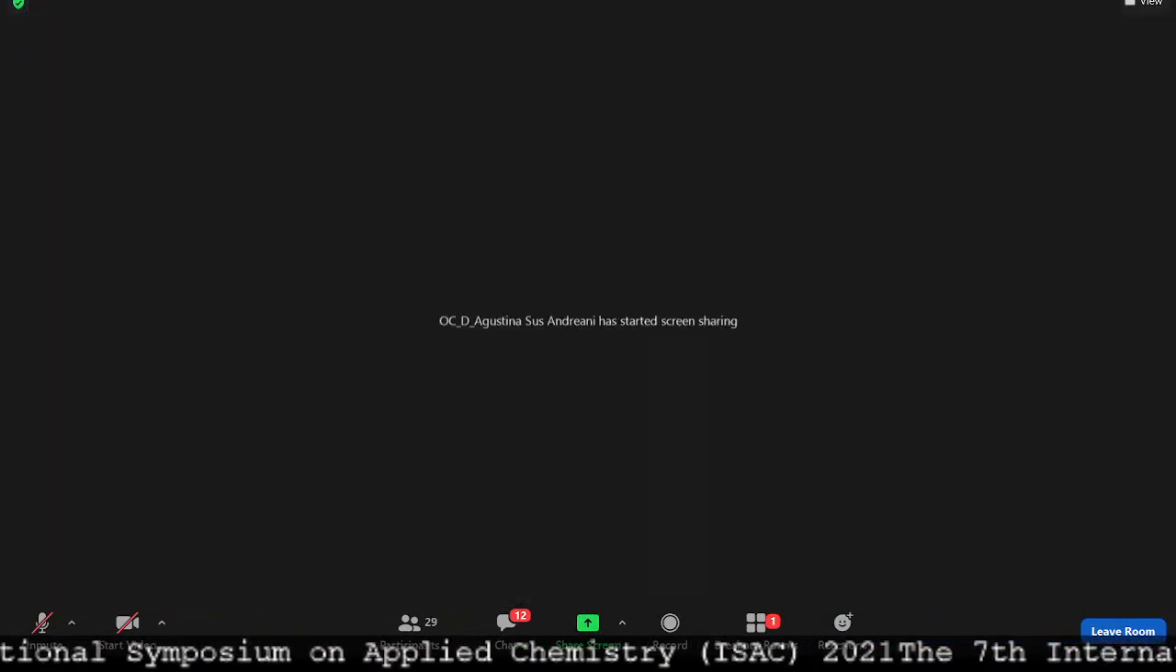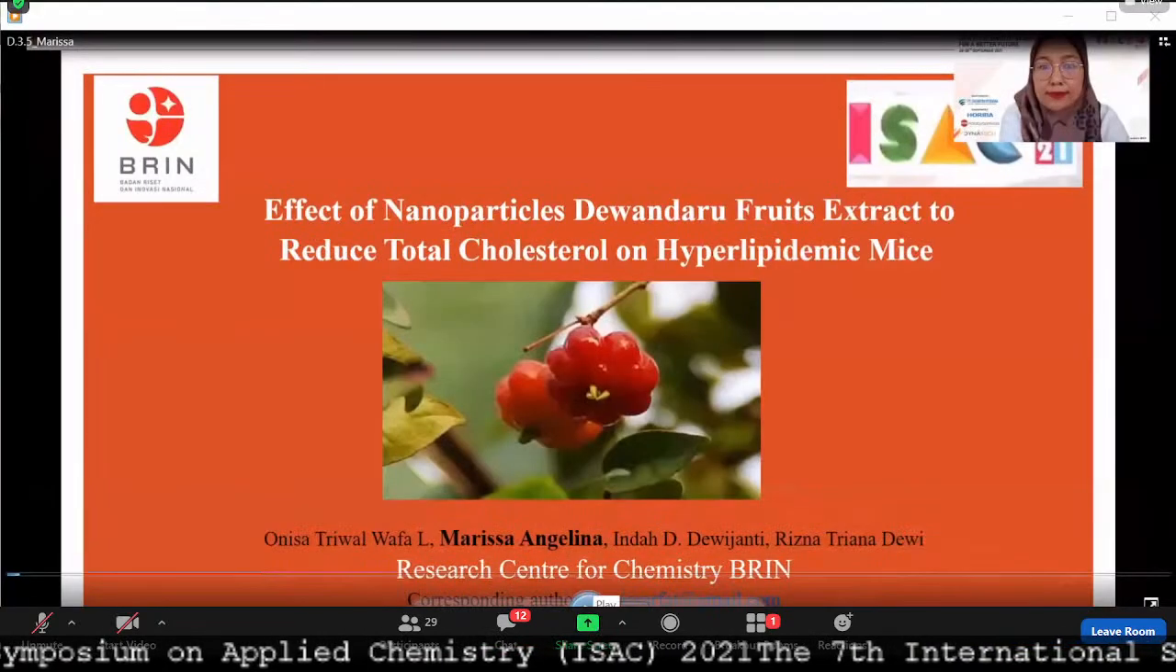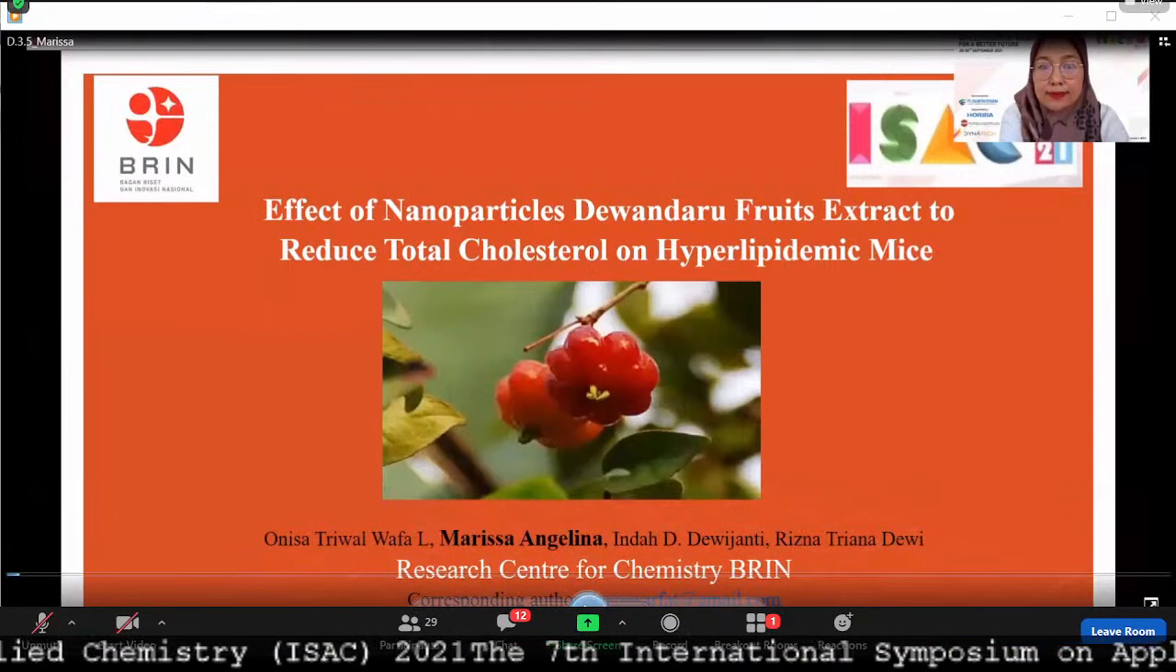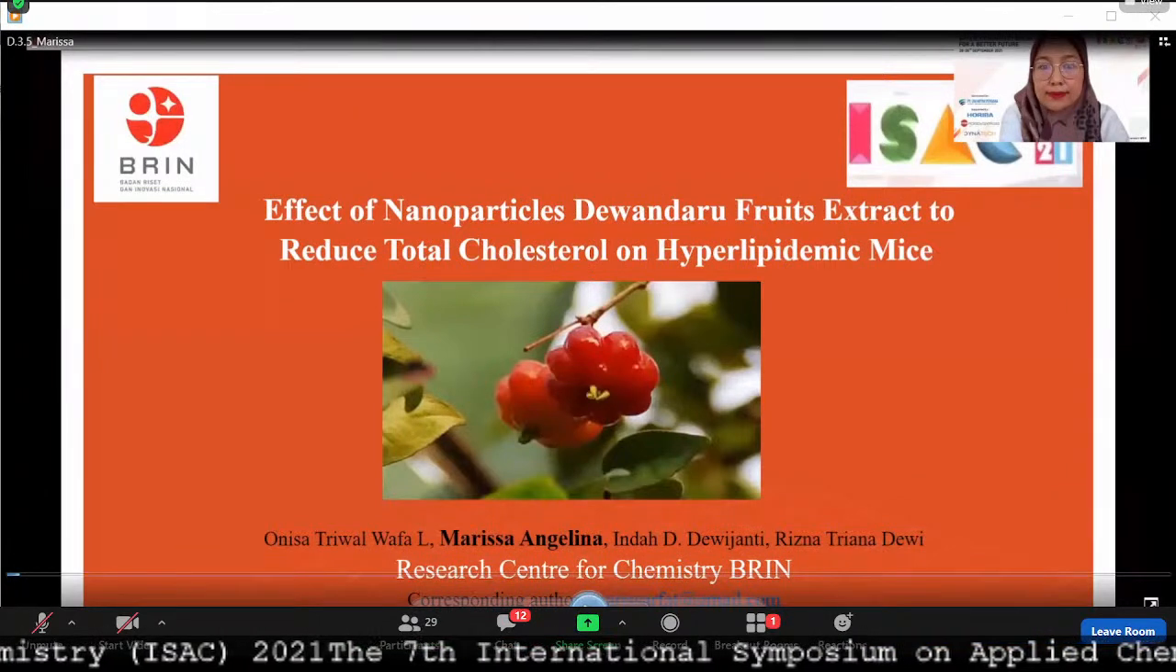Okay, everyone, we are going to the second session of this parallel class, and in this session we will have 4 presenters. For the first one, the presenter will be Onisa Triwalwafa. She is a researcher at the Research Center for Chemistry, with the title of her article, The Effect of Nanoparticles Dewan Daru Fruit Extract to Reduce Total Cholesterol in Hyperlipidemic Mice.